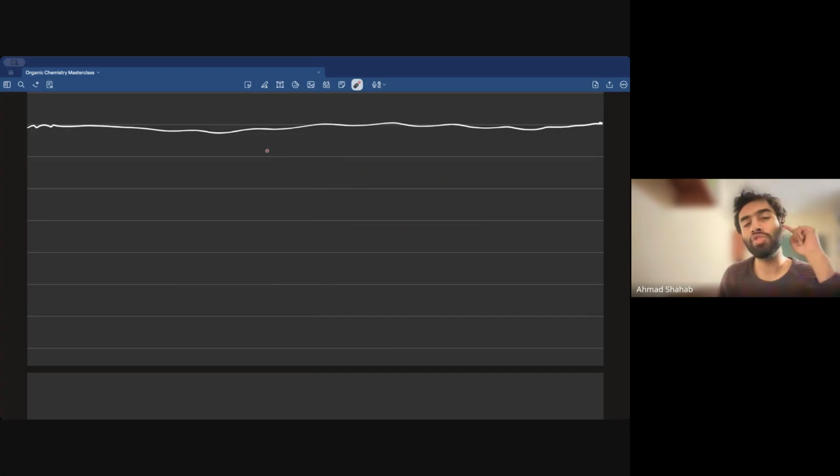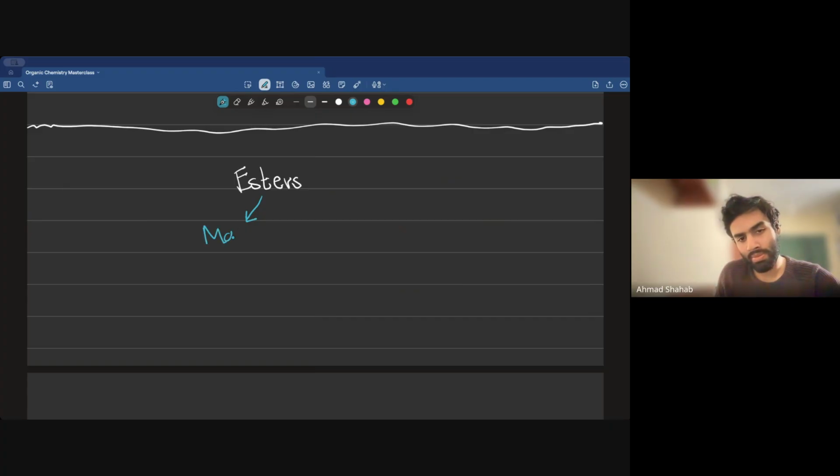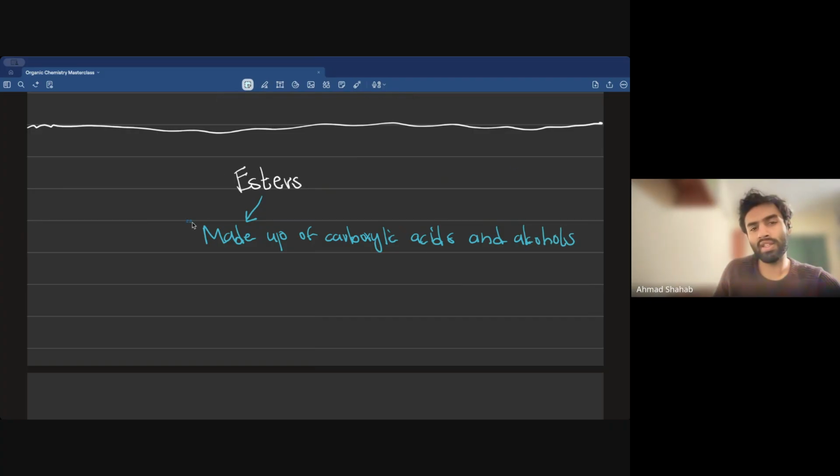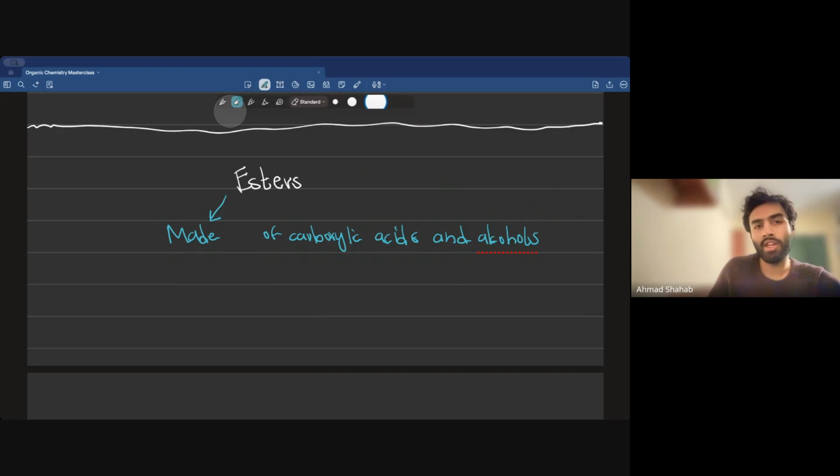I'll explain this with the example of a past paper question that we'll do just after this. But before that, I want to introduce you to this very important concept of an ester. An ester is a class of compounds made up of carboxylic acids and alcohols. When a carboxylic acid and an alcohol react together, an ester is formed.